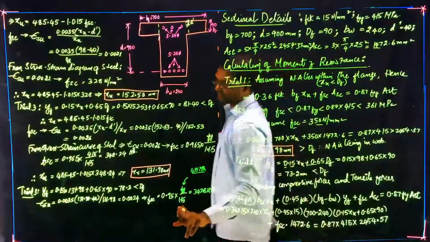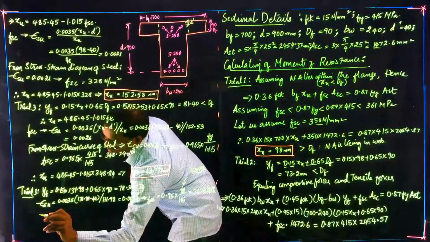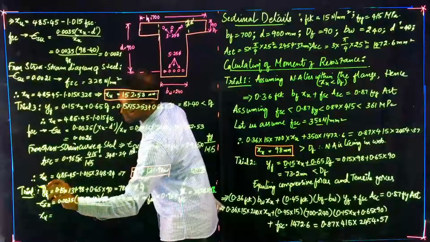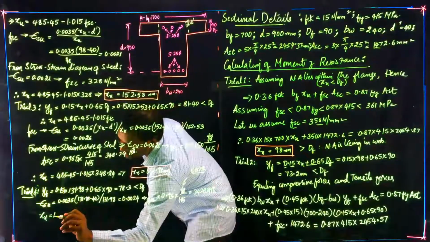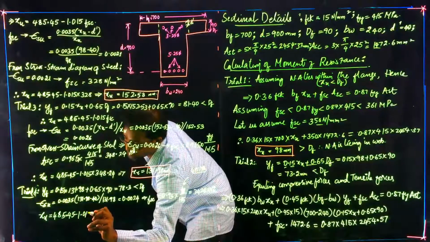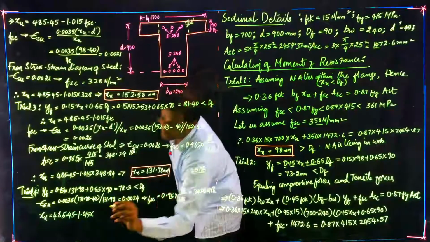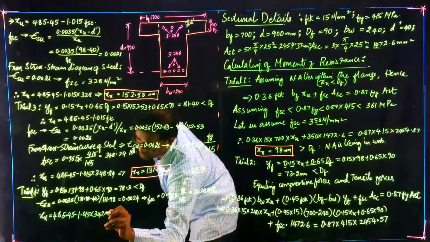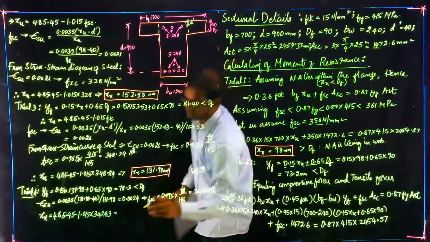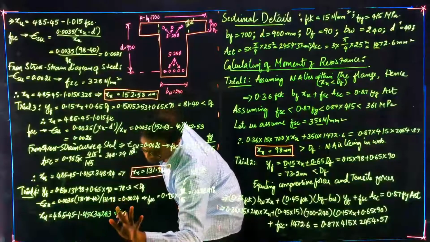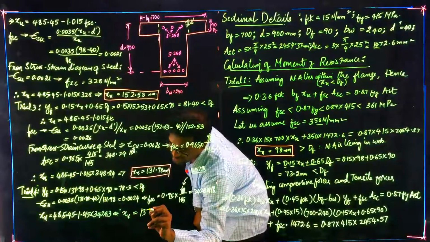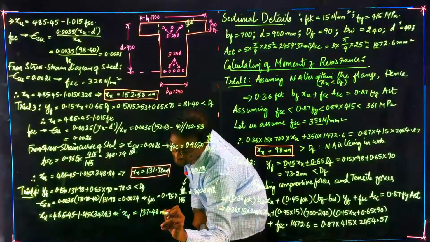Now, as you have got FSC, you can substitute it here. For trial 4, XU equals 485.45 minus 1.015 into 342.83, which implies XU will get a value of 137.948 mm.